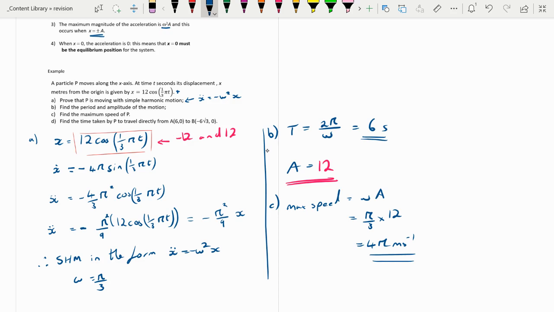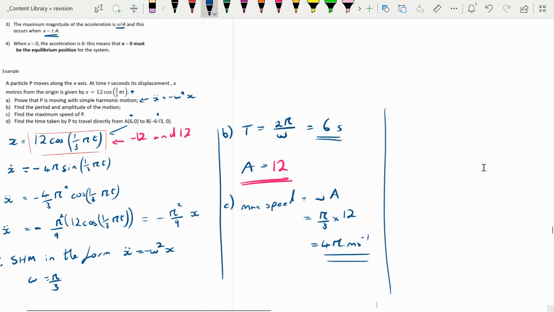Right, and then find the time taken by P to travel from 6 to minus 6 root 3. So all I'm going to do is plug these two bits here, here's an x and here's the x, into this original equation. I'm going to find my two times, and then find the time between them.